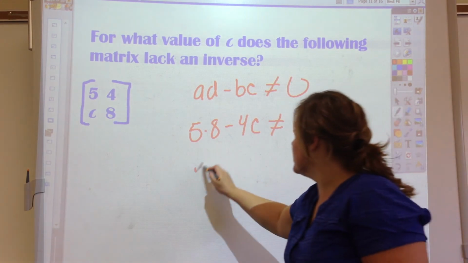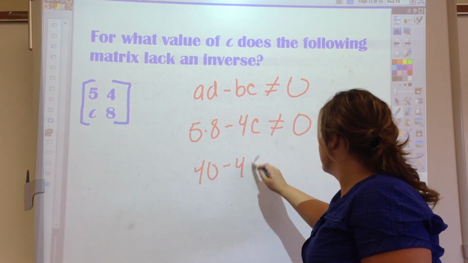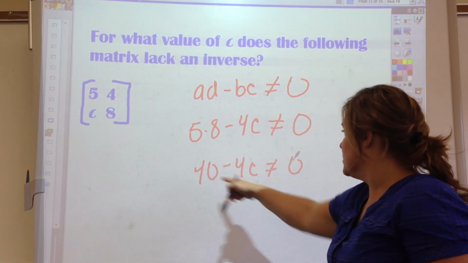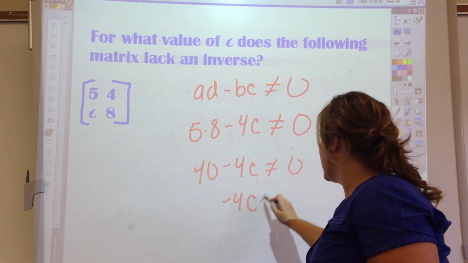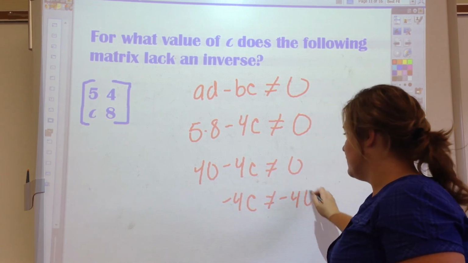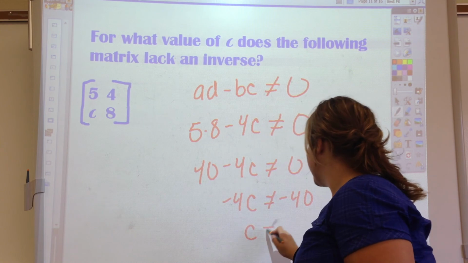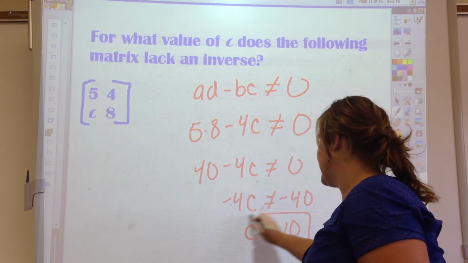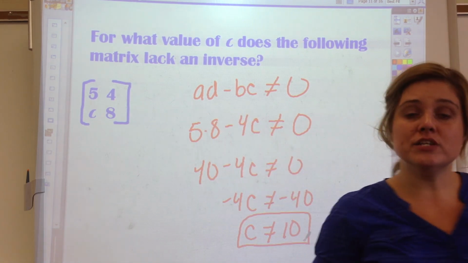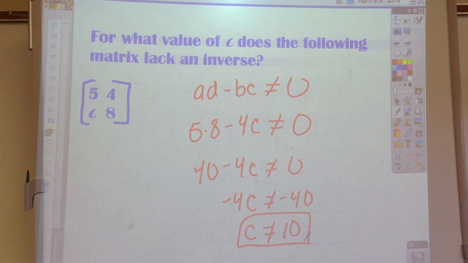5 times 8 is 40. Let's subtract that and move it to the other side. Divide both sides by negative 4, and C cannot equal 10. If C equals 10, my determinant will be 0, and my inverse would not exist. I wouldn't have an inverse for that matrix.